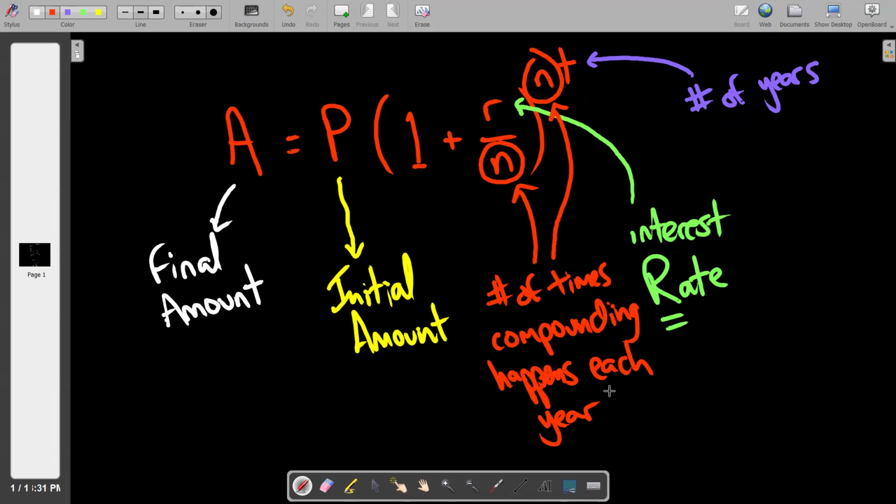For now, for a day or so, your N value will be 1. Got it? As soon as I change it to quarterly compounding or monthly compounding or semi-annually compounding, then N is going to change. But for the next little while, just rest assured that the N value is just going to be 1. Okay, you ready to press on?